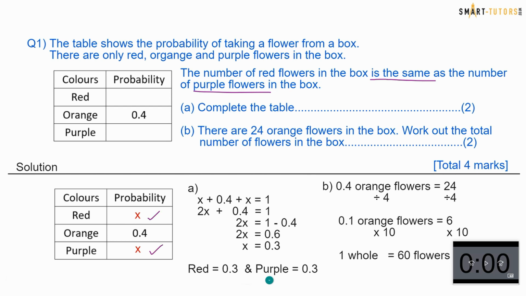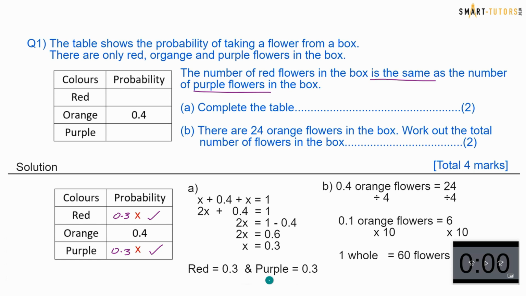If you write an equation x plus 0.4 plus x is equal to 1, then you can solve a simple algebraic equation that gives x equals 0.3. So red is 0.3 and purple is 0.3. You can write here red is 0.3 and purple is 0.3.